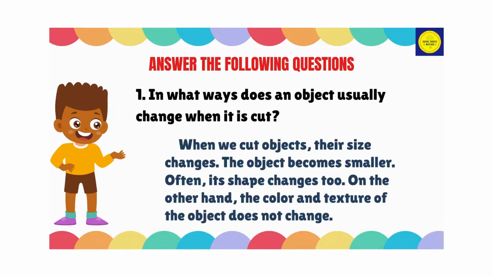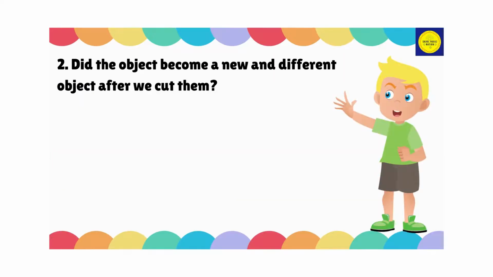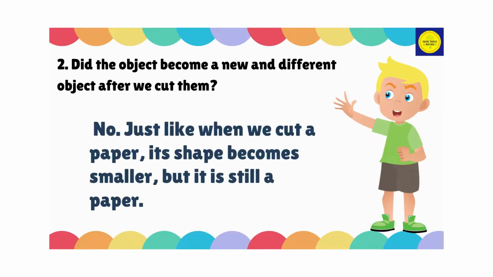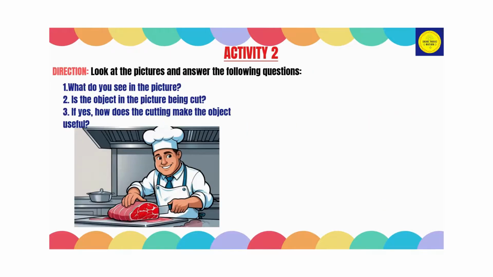Here is the answer. When we cut objects, their size changes. The object becomes smaller. Often, its shape changes too. On the other hand, the color and texture of the object doesn't change. Second question. Did the object become a new and different object after we cut them? Here's the answer. No! Just like when we cut a paper, its shape becomes smaller, but it is still a paper.